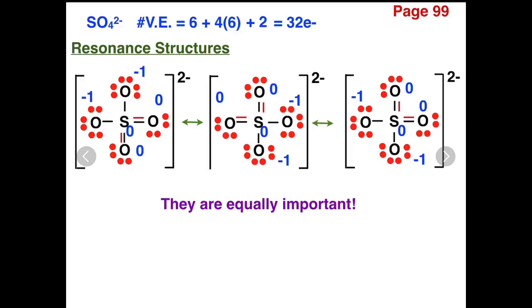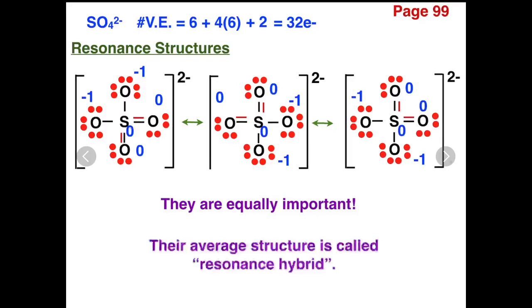Because they are equally important, how can we describe the actual structure of sulfate? That's when we need to get the average structure, which we call the resonance hybrid. When you have resonance structures that are equally important, in nature they are going to be present in these three forms equally. So it's going to be present as the average structure, which we call the hybrid resonance structure.